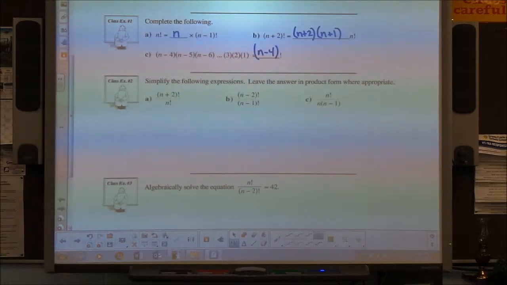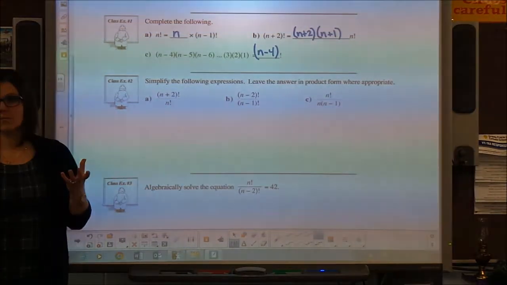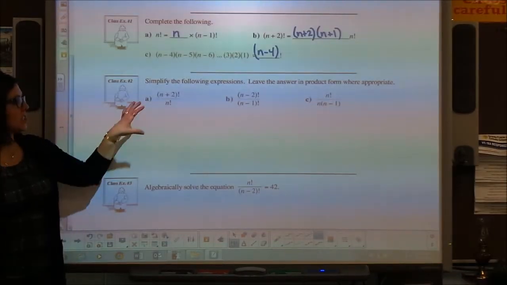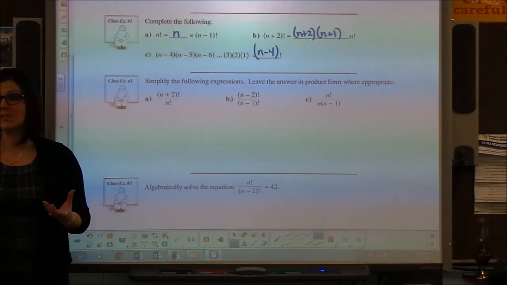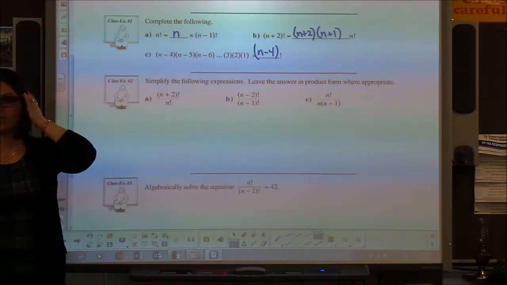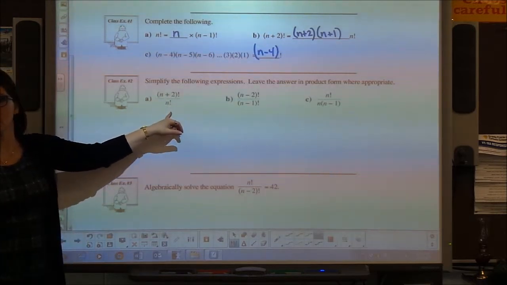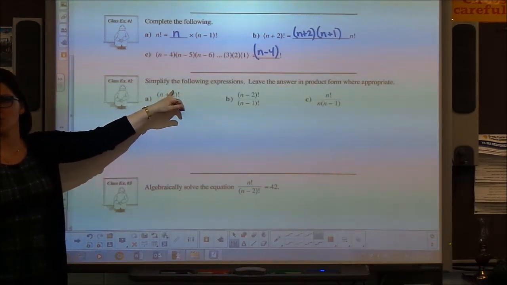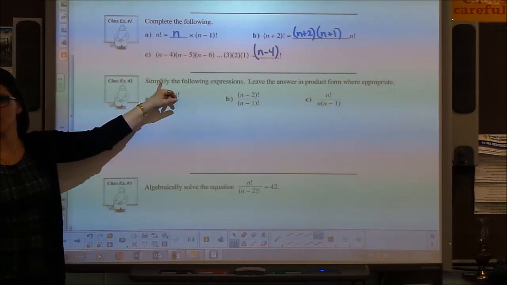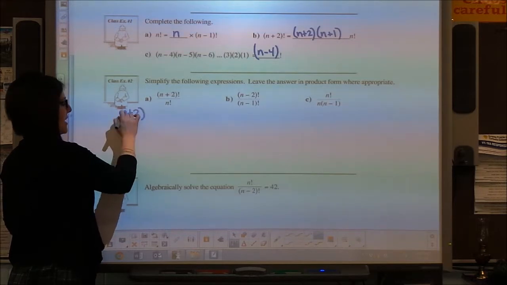Question number 2 says simplify the following expressions. Leave the answer in product form where appropriate. So you're always trying to cancel things out. So the best way to do that is to look at the top or the bottom and figure out which one is bigger. Is the top value bigger than the bottom value, which is a little bit trickier when you're dealing with algebra, but if you have to, just pick a number for n. If n is 10, I've got 12 on the top, 10 on the bottom. The 12 is bigger. Start with the bigger one and start decreasing, or start expanding it.